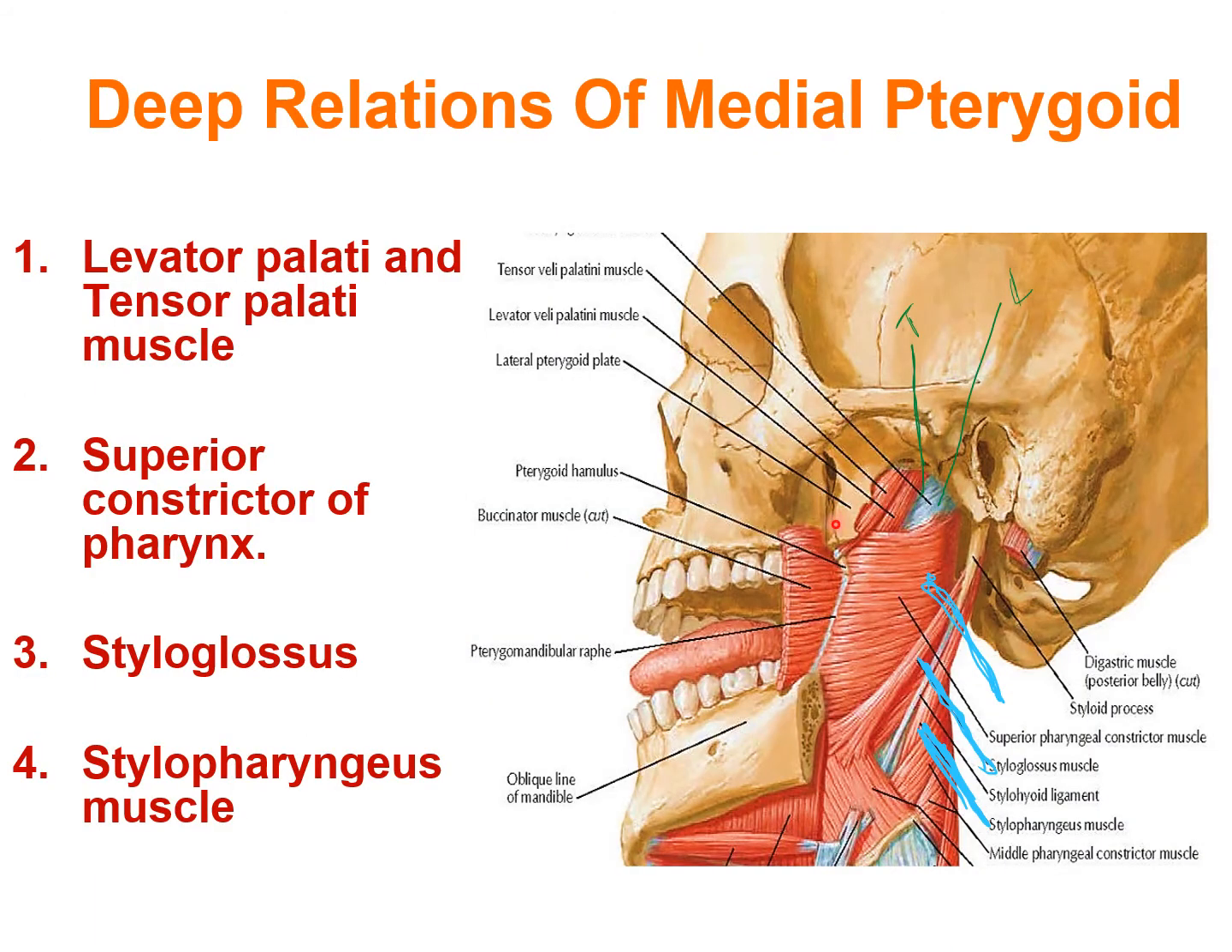The structures which are in deep relation to the medial pterygoid, which has been removed, are the levator veli palatini, the tensor veli palatini, the pharyngobasilar fascia, the superior constrictor muscle of the pharynx, the styloglossus muscle and the stylopharyngeus muscle. These are in deeper relation to the medial pterygoid muscle.